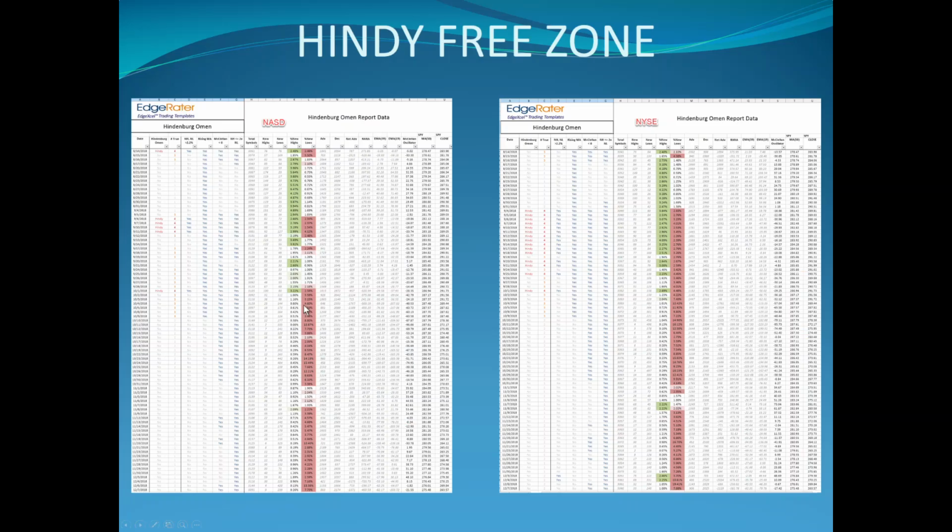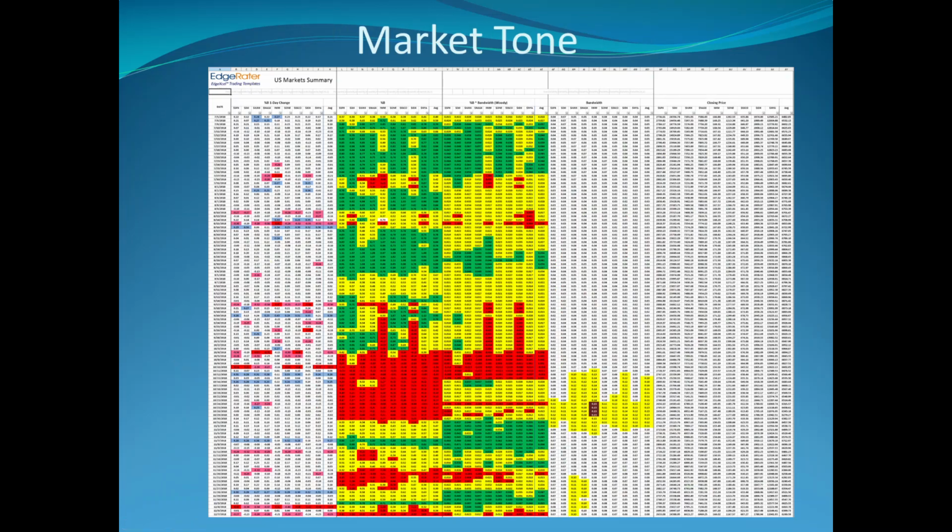No HINDYs, no surprise. You've got to have new highs, not just new lows. And point out on Thursday, on the NASDAQ, we had 13% new lows, and on the NYSE on Thursday, we had 19% new lows. So new lows overwhelming new highs.